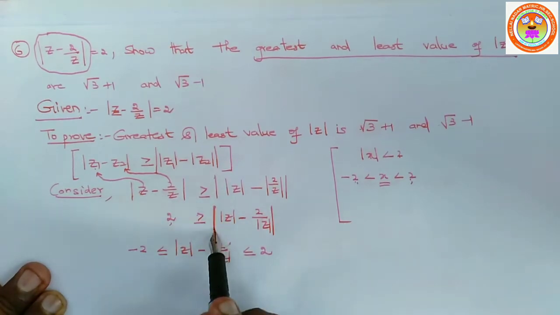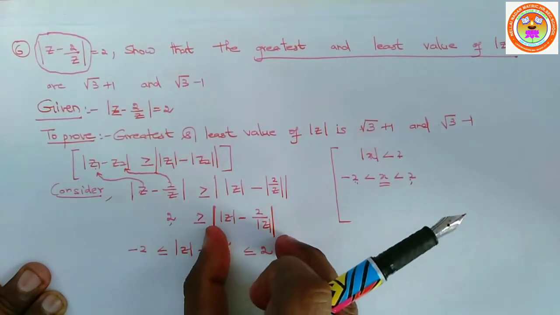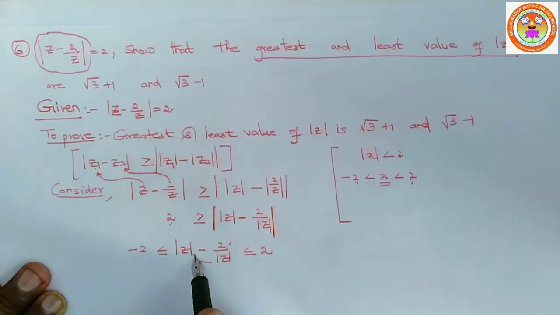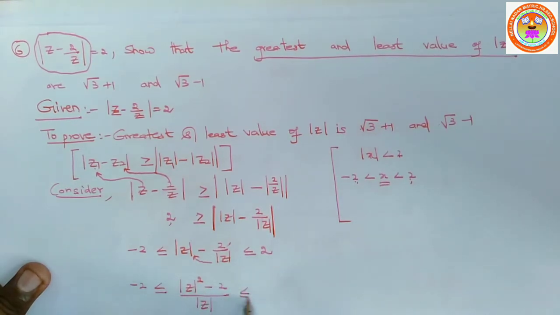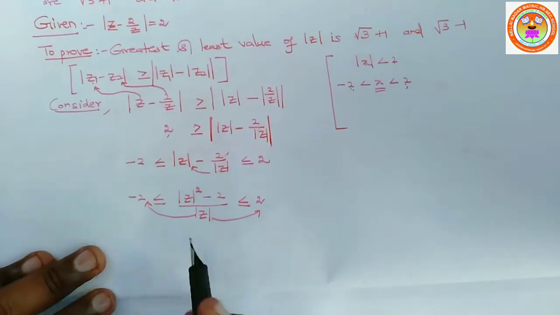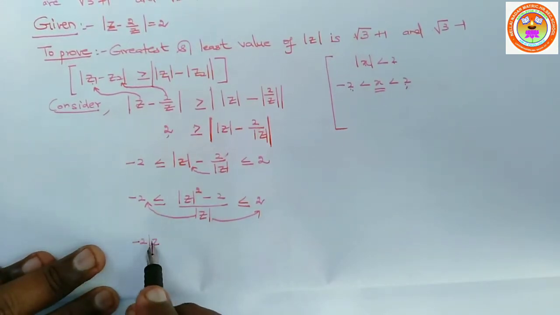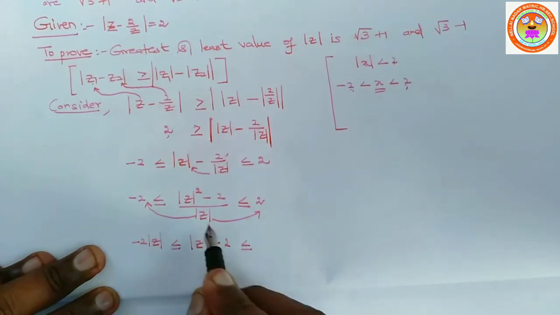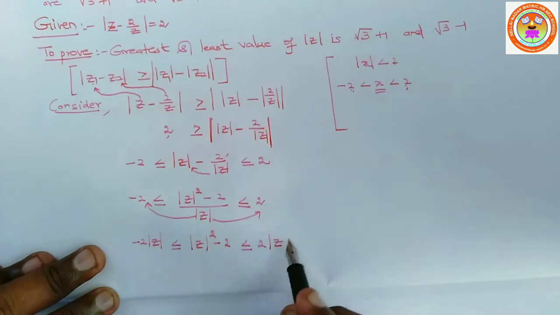So this whole modulus is removed. Removing the whole modulus, I put minus 2 to 2. Now this modulus of z can be cross multiplied. So minus 2 less than or equal to modulus of z into modulus of z, which I can write as modulus z the whole square, minus 2 divided by modulus z, less than or equal to 2. Now this modulus moves to this side and this side also. So after moving this modulus, minus 2 modulus of z is less than or equal to modulus of z square minus 2, less than or equal to 2 into modulus of z.